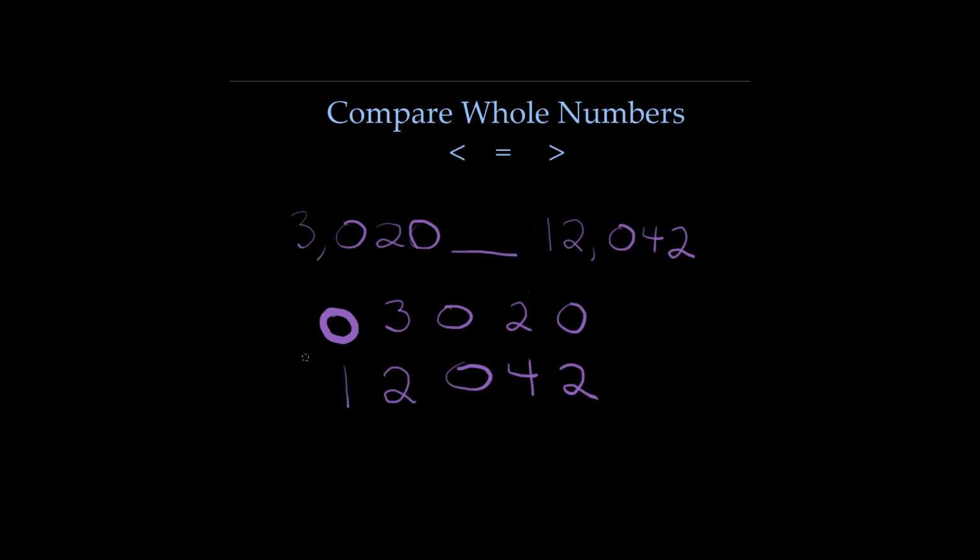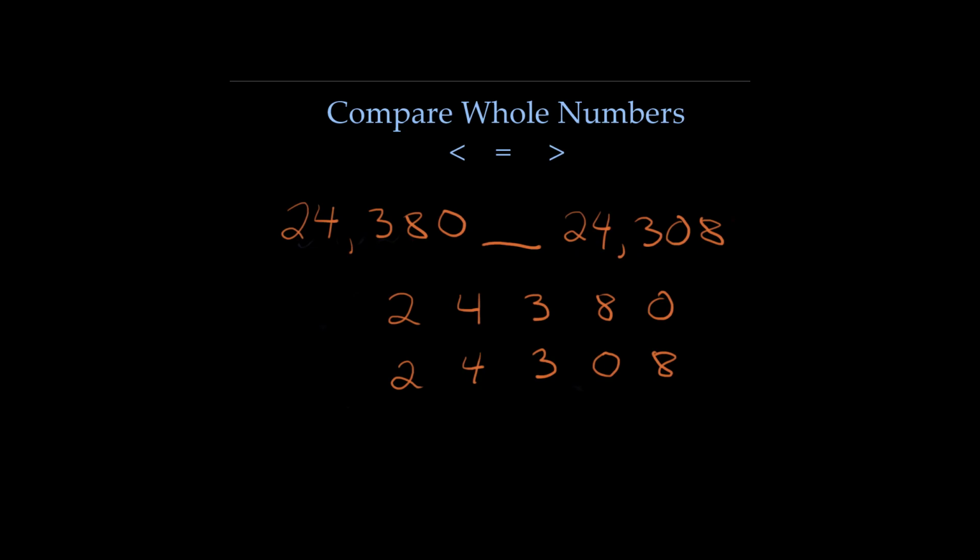So it really simplifies comparing whole numbers, because if you can just find the first place value and compare it, unless it's a tie, which we'll do in our next example, you don't have to worry about the rest of the numbers. So right now you know that 1 is greater than 0. So we can automatically say that 3,020 is less than 12,042. So let's look at an example where there's a couple ties where you have to compare more than one place value. So let's take a look at what that looks like.